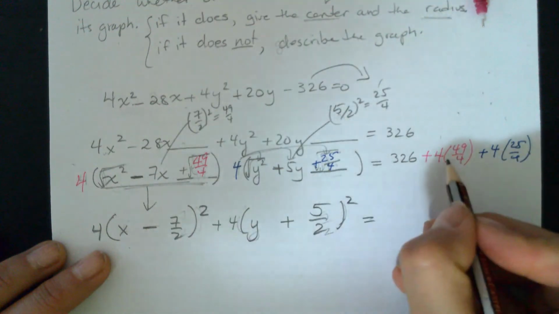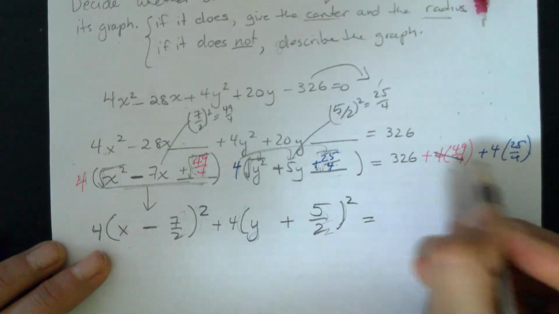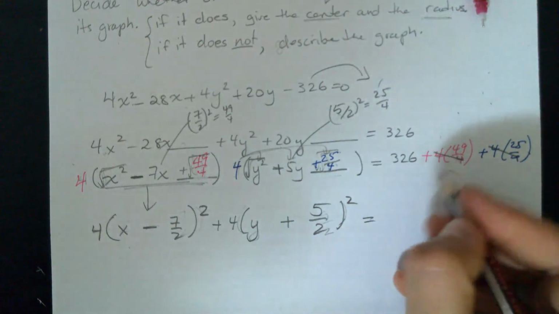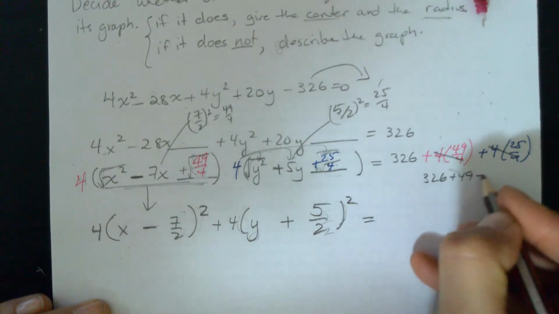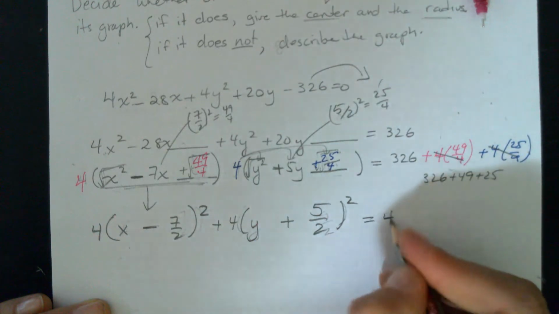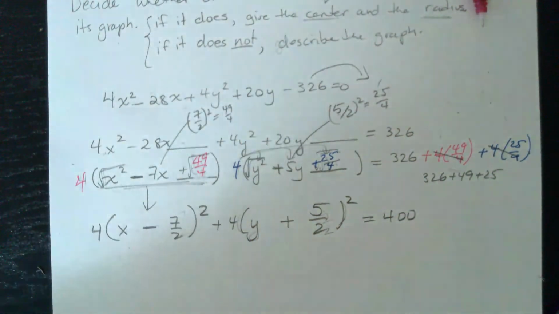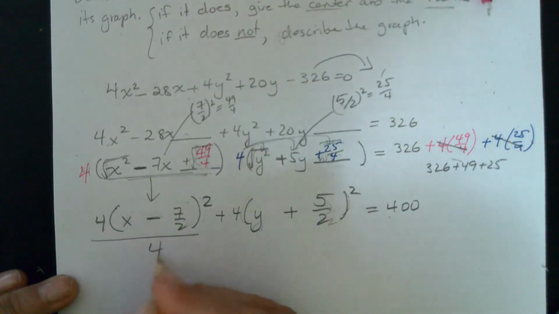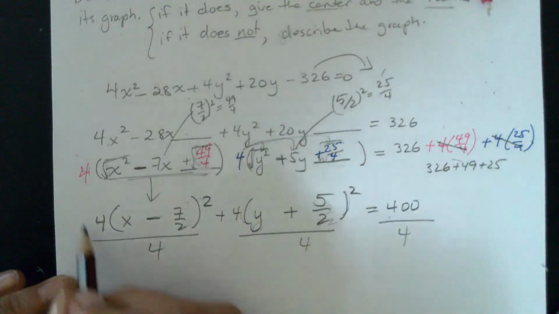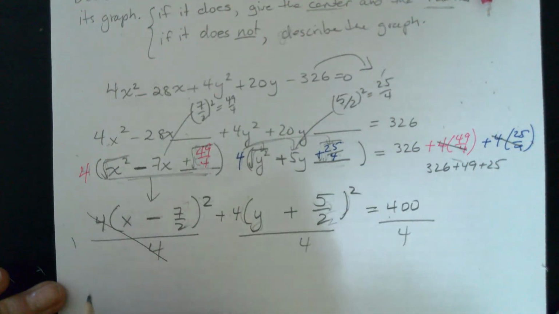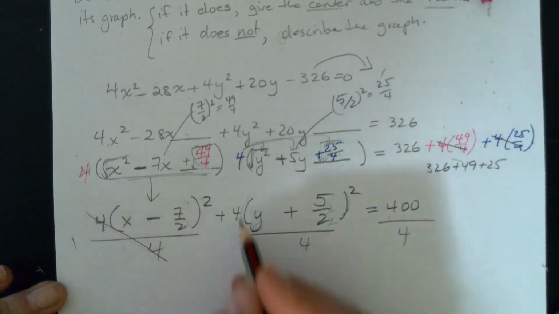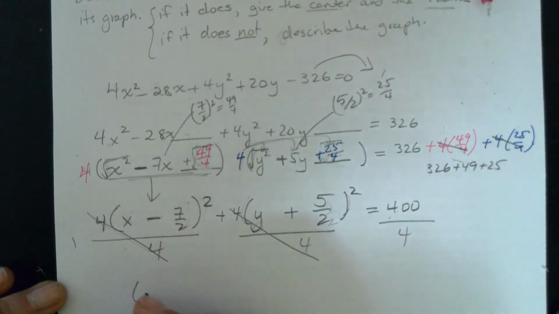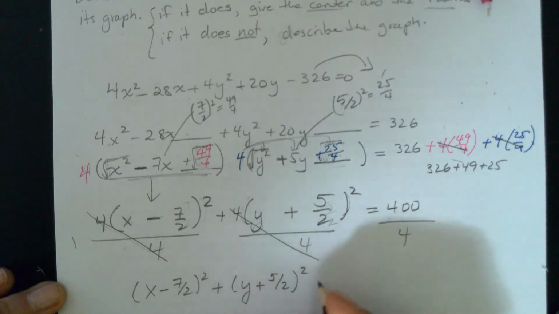Now, 4 over 4, that's 1 and gone. That's 1 and gone. So really I have 326 plus 49 plus 25. If you add that up, it's equal to 400. So now I have this 4 hanging out in the front. So what I'm going to do is divide everything by 4. So that's same over same, which is equal to 1. 1 times this, it's gone. We don't need that. Same here. So now I'm left with x minus 7 over 2 squared plus y plus 5 over 2 squared equals 100.